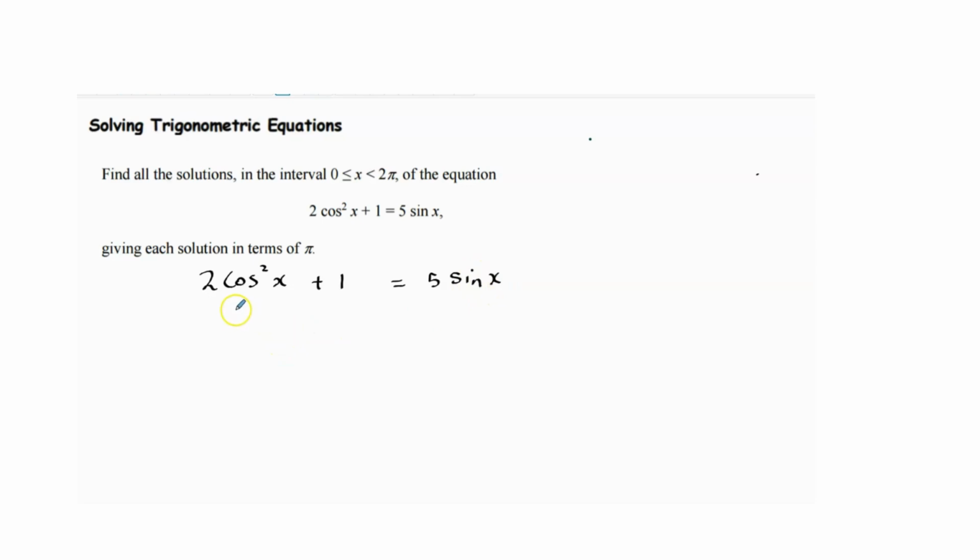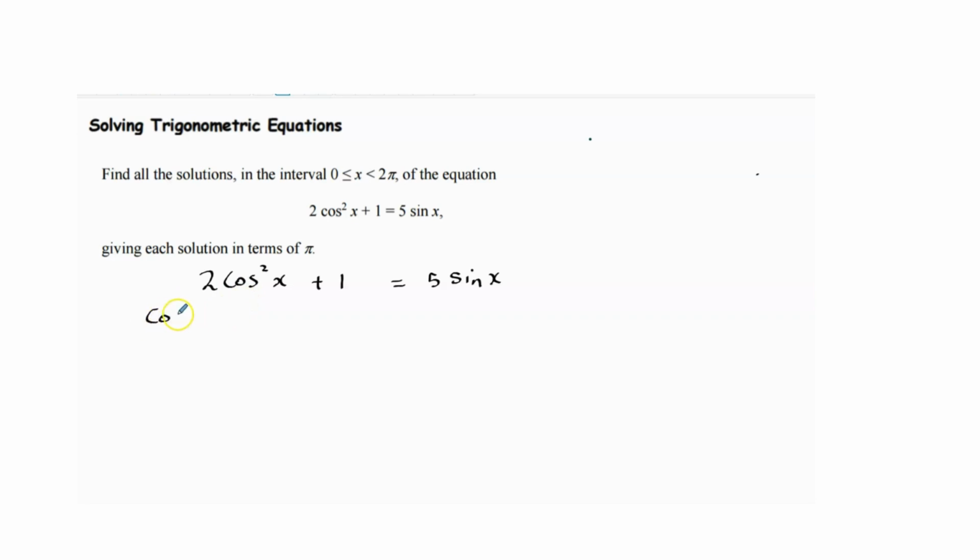Well, you need to get the equation into the same trigonometric ratio. So we have cos squared x here and we have sine x. So we need to get them into one ratio. But we know that cos squared x is equal to 1 minus sine squared x. So let's write this identity here.